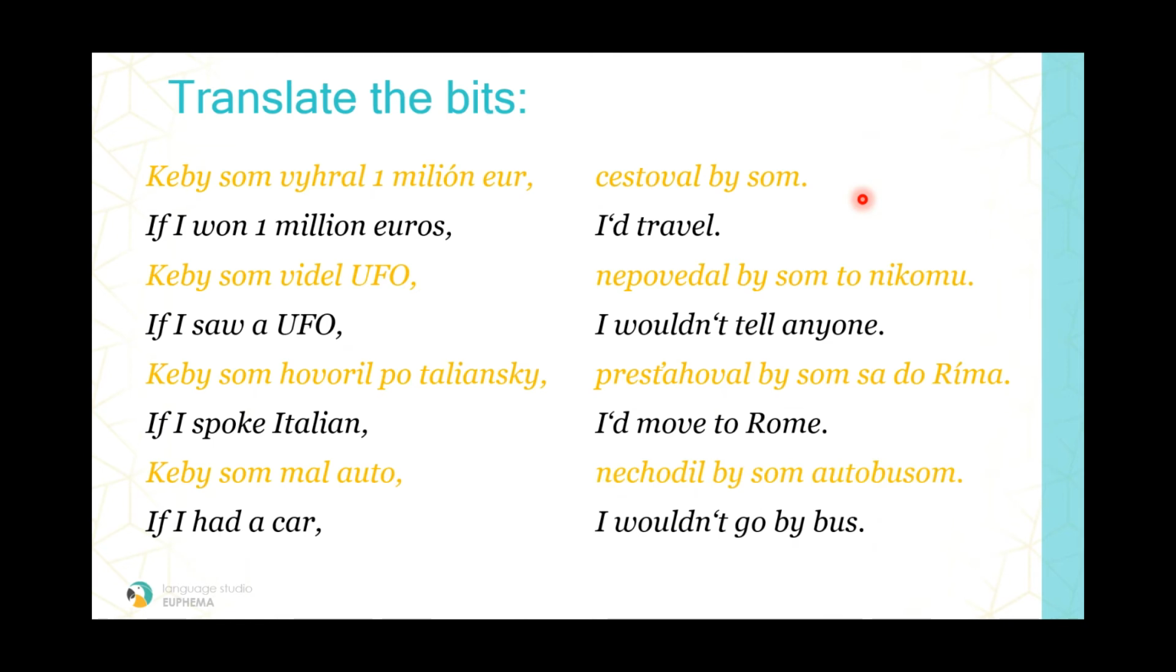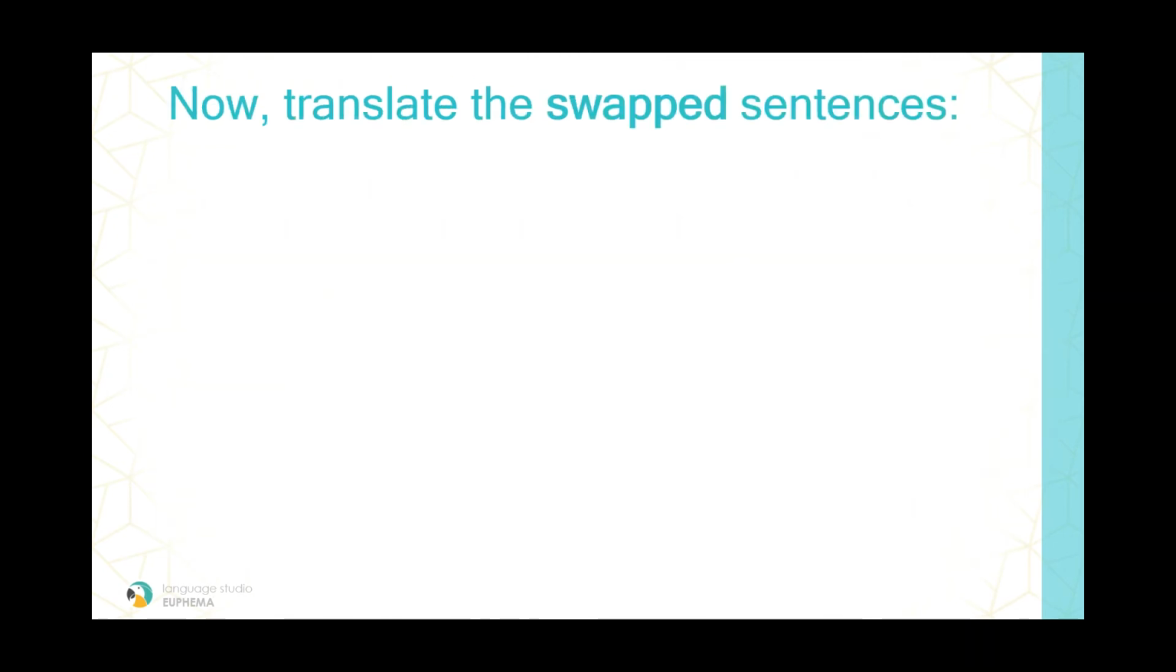So now we have complete sentences, right? If I won €1,000,000, I'd travel. If I saw a UFO, I wouldn't tell anyone. If I spoke Italian, I'd move to Rome. If I had a car, I wouldn't go by bus. Now let's swap the two clauses. And let's start with this one, with the main clause.